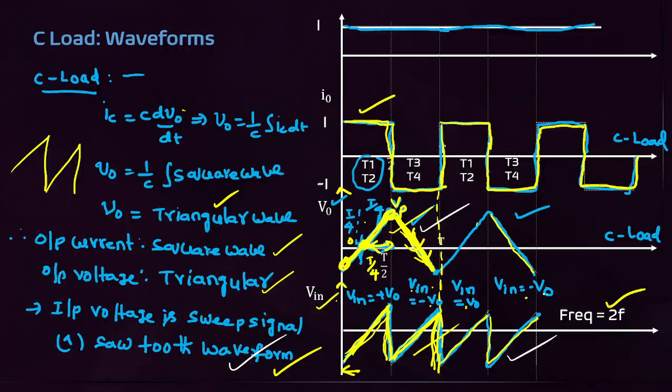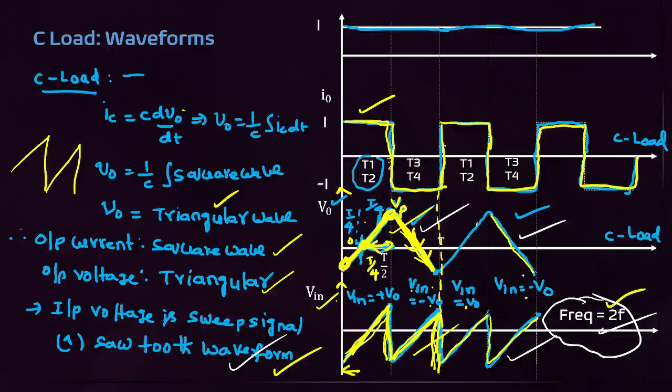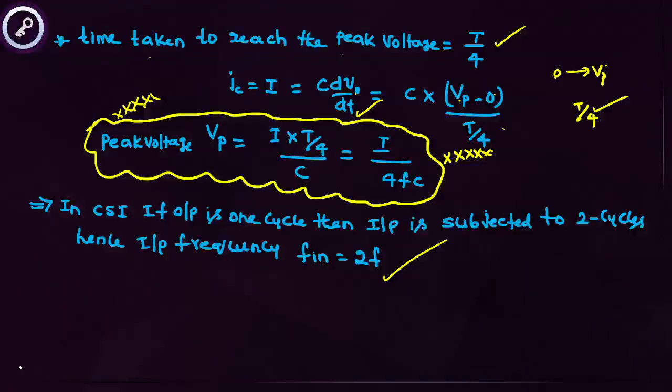Then it is subjected to a frequency of 2f. If the output frequency is f, then the input is subjected to a frequency of 2f. That is important: in a current source inverter, if the output frequency is f, then the input is subjected to a frequency of 2f. You have to concentrate on that.